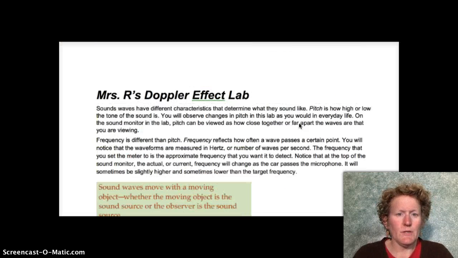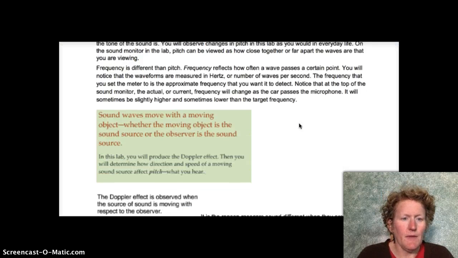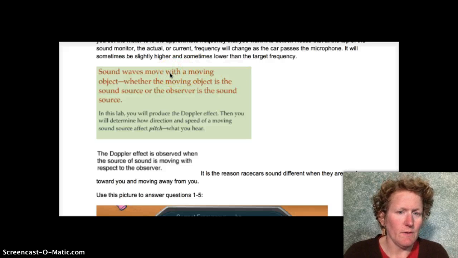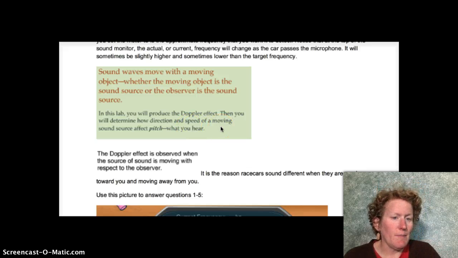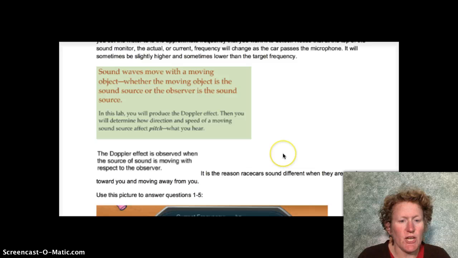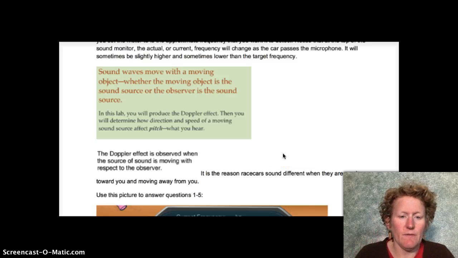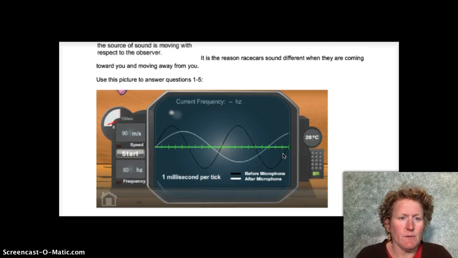So here's the lab sheet that we're working on. Make sure you download it from Doc Sharing. And here's the big idea. Sound waves move with a moving object, whether the moving object is the sound source or the observer is the sound source. You're going to find out in this lab, you're going to produce a Doppler effect and see how the pitch changes. The pitch is the frequency of the sound wave. It's what you hear in terms of frequency.